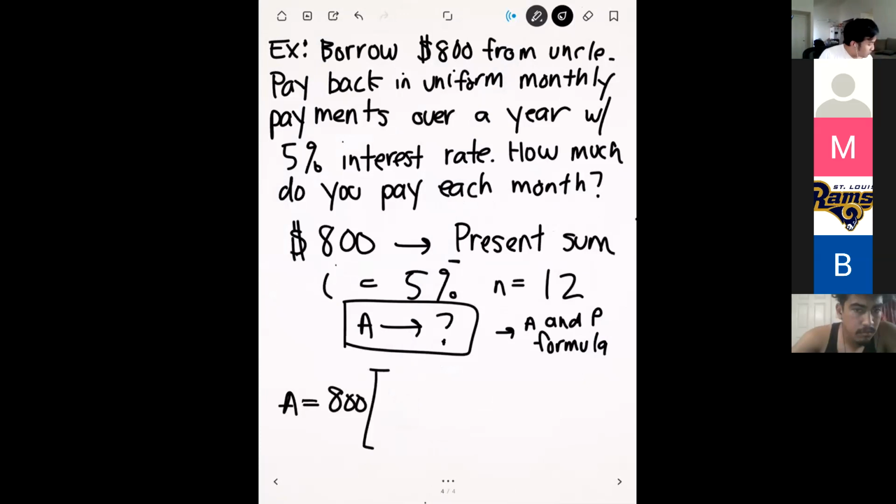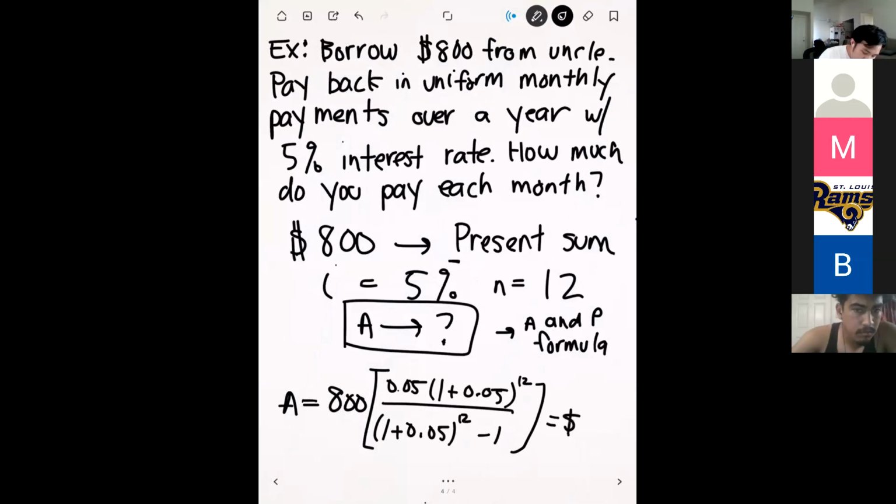Next, we multiply by the interest rate. So we have I, which is 0.05, times 1 plus I again, so that's 0.05, raised to the n power, which is 12. And then we divide by 1 plus our interest rate, 0.05, raised to the 12, minus 1. It's a lot of numbers to punch into your calculator, but once you do all that, you'll see that you owe your uncle $90.26 every month.